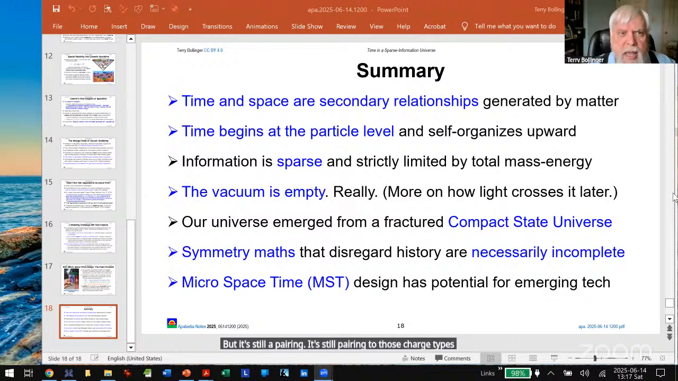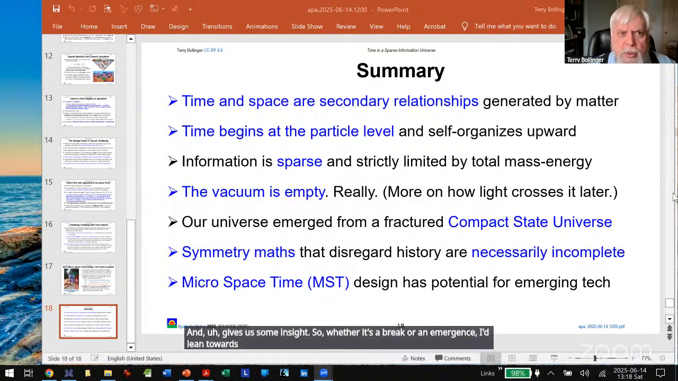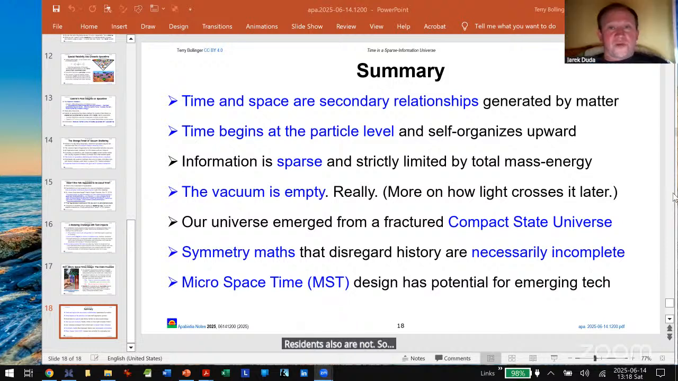And the quarks, I think, have a different kind of pairing that's much more dynamic and gives us some insight. So whether it's a break or an emergence, I'd lean towards emergence, but I see what you're saying, and I think you've got some fascinating ideas, like the electron neutrino resonance also with that.